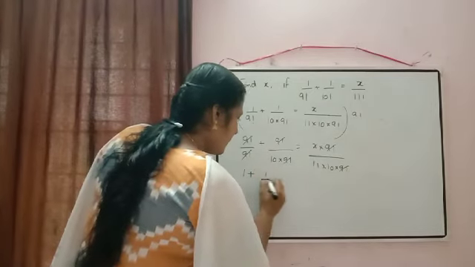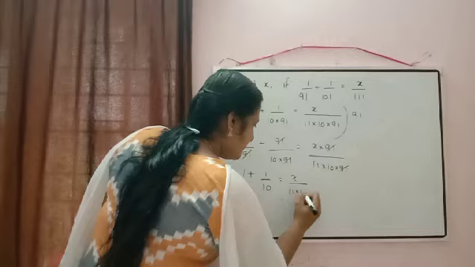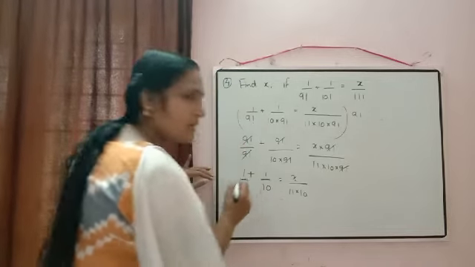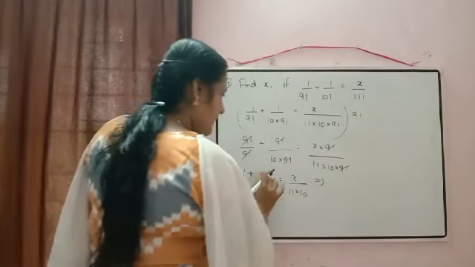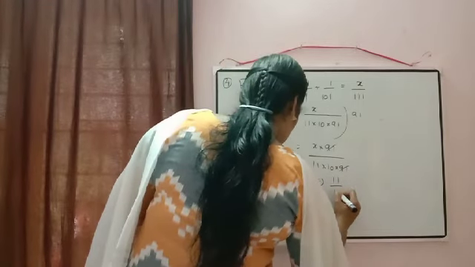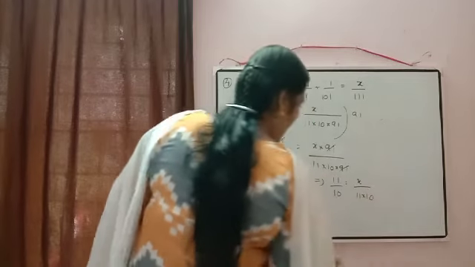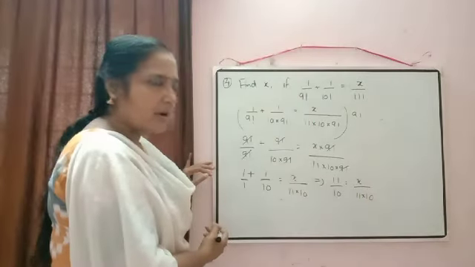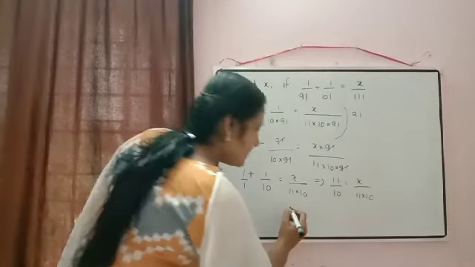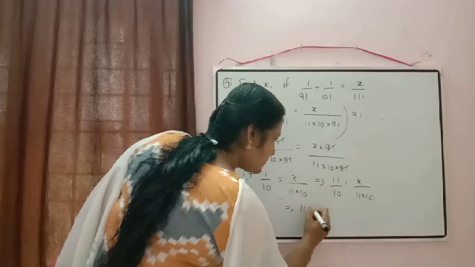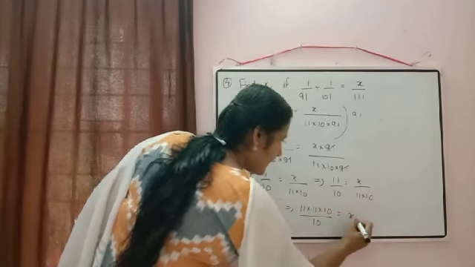Here 1 plus 1 by 10 is equal to x by 11 into 10. Here we can do the cross multiplication, then it will be equal to 10 plus 1. So we are getting 11 by 10 is equal to x by 11 into 10. We have to find out the value of x. So 11 into 10 we can shift to the left hand side, then it will get multiplied there. So 11 into 10 by 10 is equal to x.